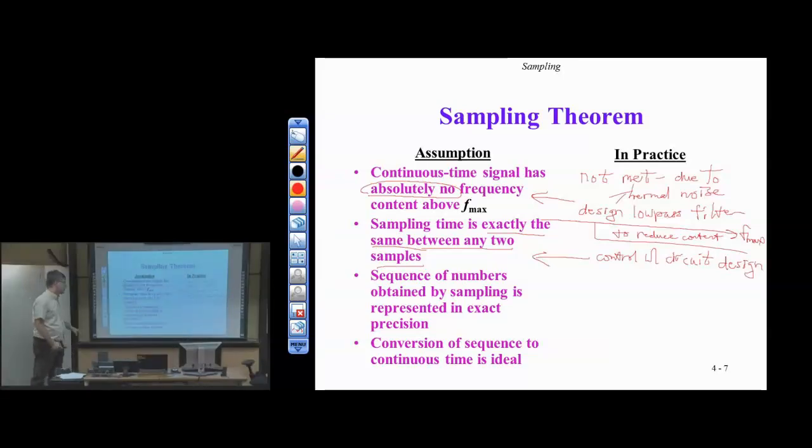Sequence of numbers obtained by sampling is represented in exact precision. No. So first, there's no quantization in the statement of the sampling theorem, but if there is quantization, it complicates this. There's no quantization here, but just the fact that you're trying to measure an analog amplitude: whenever you measure a system, there's always some distortion, Heisenberg uncertainty, nothing else. There's always some uncertainty in the measurement. And so it's not exact precision. There's always some error in the analog amplitude measurement.